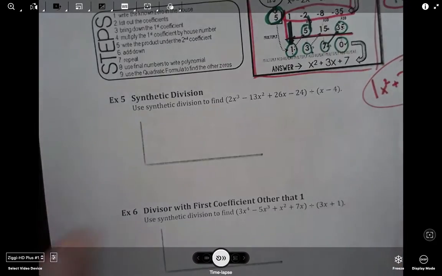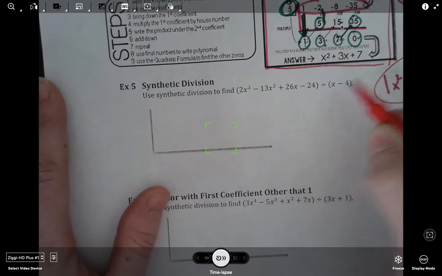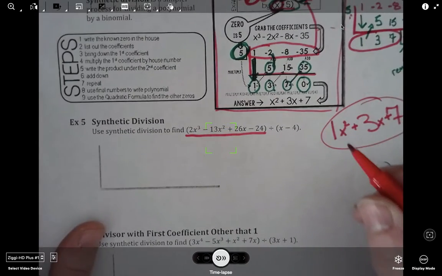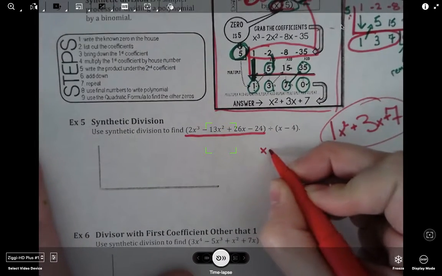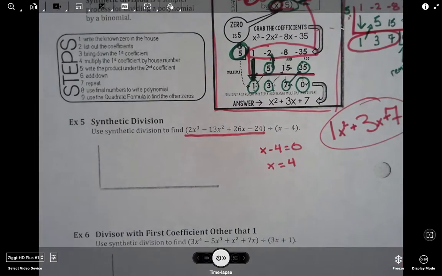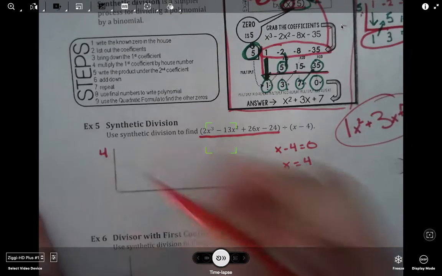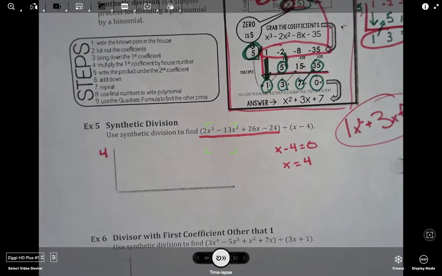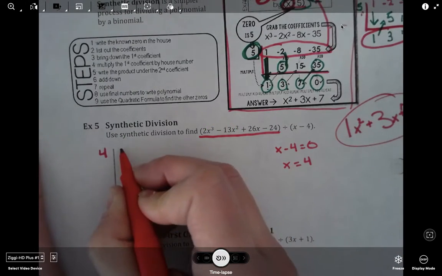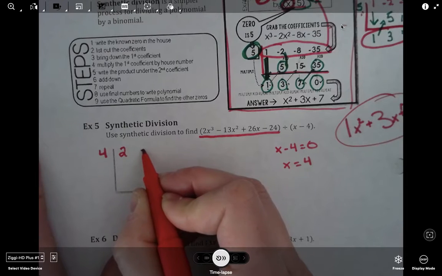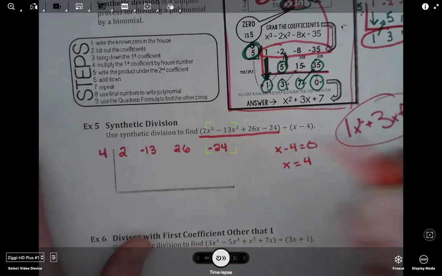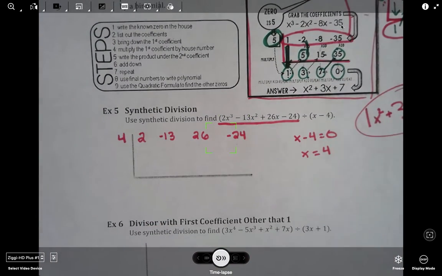All right, so we're going to do one. Finally, you're taking this and dividing by x minus 4. Before I do anything, I'm going to do x minus 4 equals 0, and x equals positive 4. And where do I put that positive 4? On the outside. 4 goes here. Now, the coefficients in front of these numbers tell me what goes up here. So I start with 2, and then what? Negative 13, and then 26, and then negative 24. Okay, now I'm ready to go.